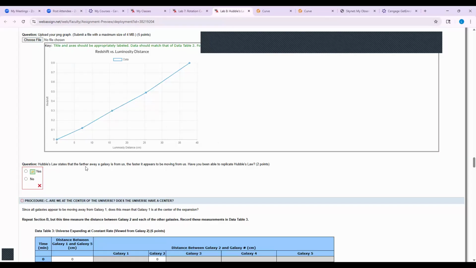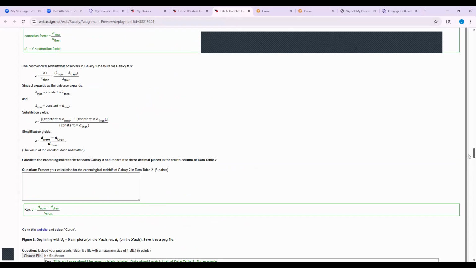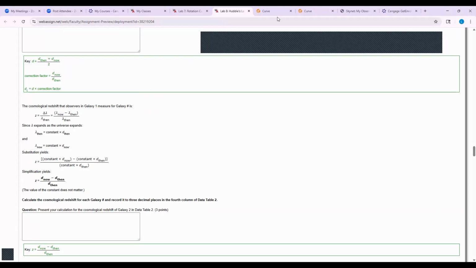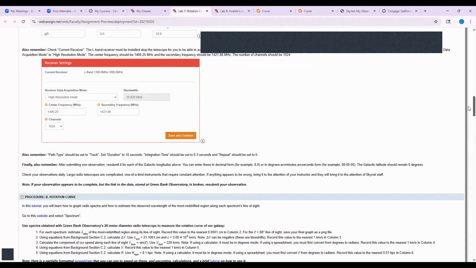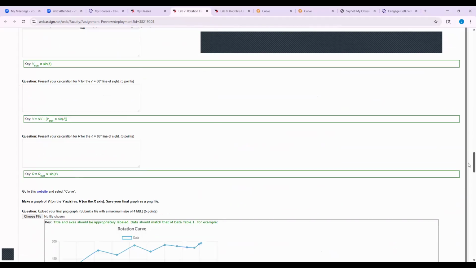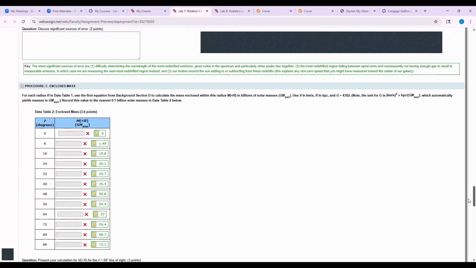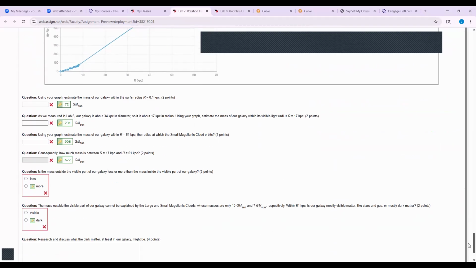And Hubble's law states that the farther away the galaxy is, the faster it appears to move away from us. And this is a galaxy that we have farther away. And this one shows that we have more redshift exactly. What is the definition of redshift? As you saw in the previous lab, lab 7, we defined redshift as equal to the velocity divided by the velocity of light.